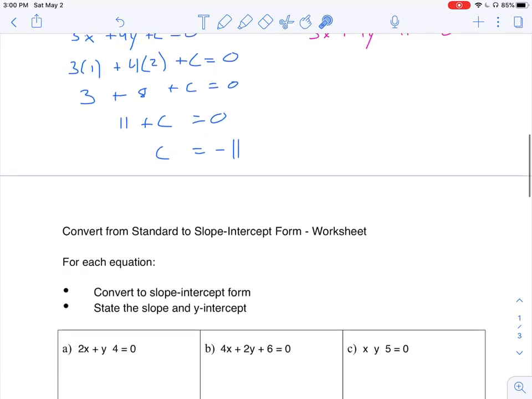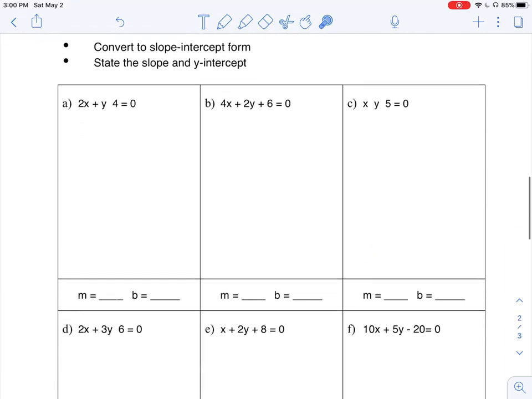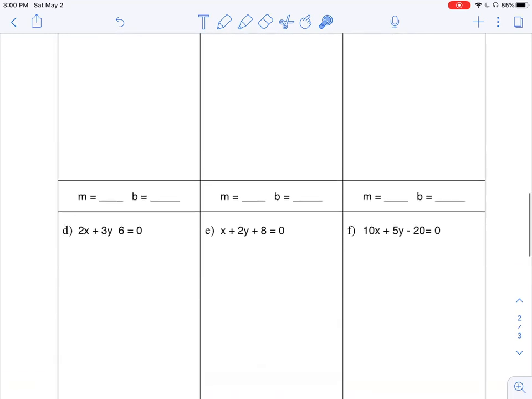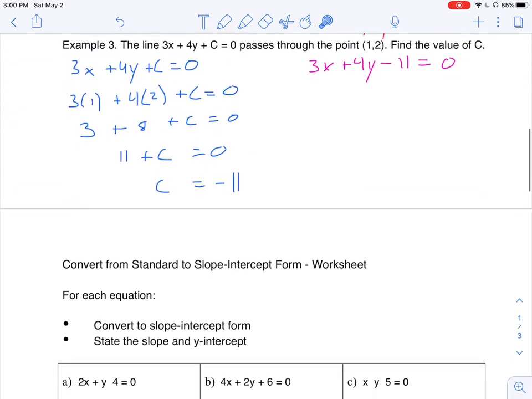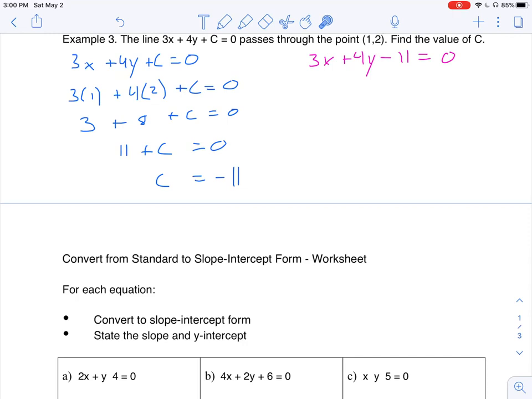Okay, so our worksheet is just attached. It's not too many, 1, 2, 3, 4, 5, 6 questions there. Again, just making sure we understand how to convert from standard form to slope-intercept form and then state the slope and y-intercept from each of the lines given to you in standard form.